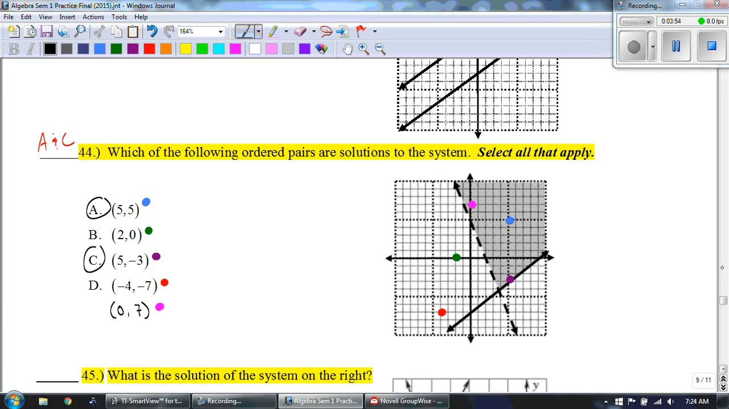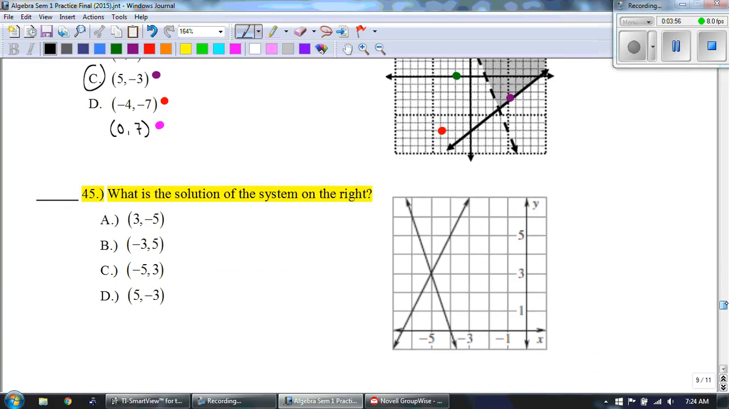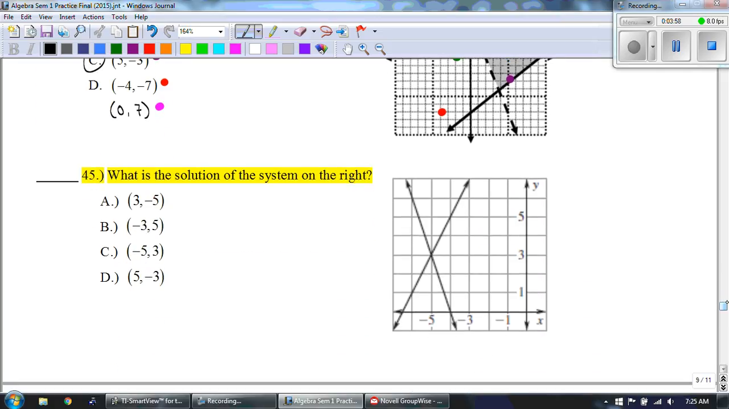All right, next one. What is the solution of the system to the right? Well, the solution is where the lines intersect. And remember that it's x comma y. So that would be x is -5 and then y is 3. So -5, 3 is C.